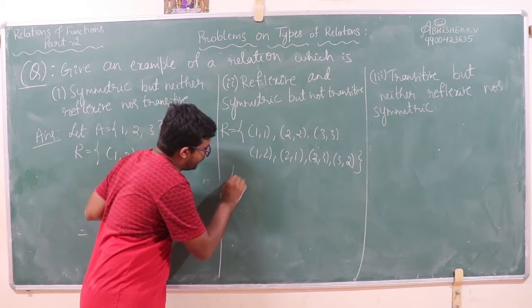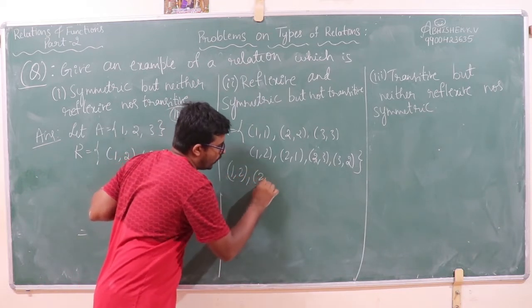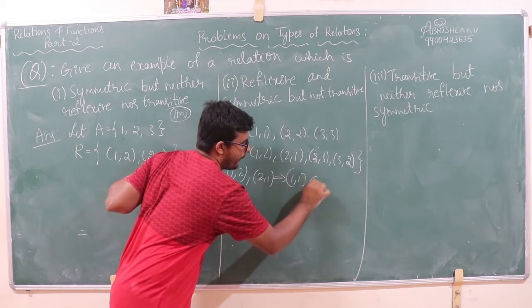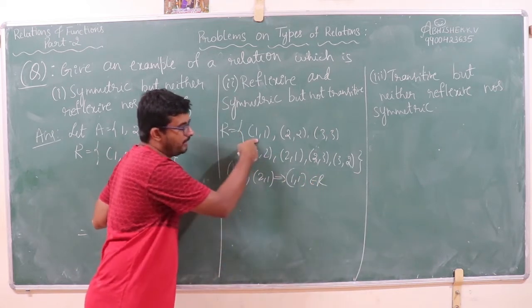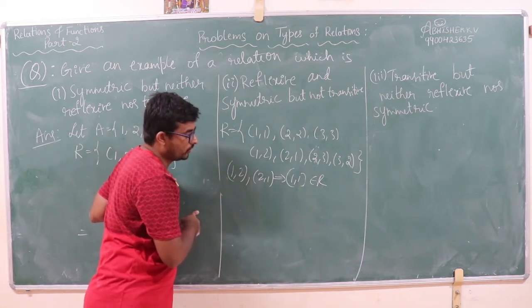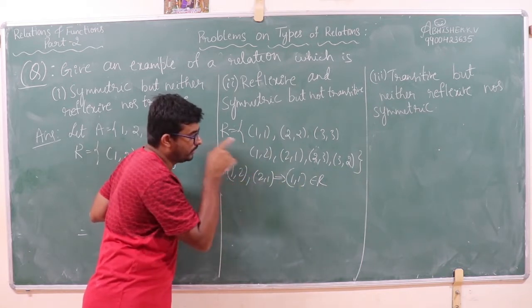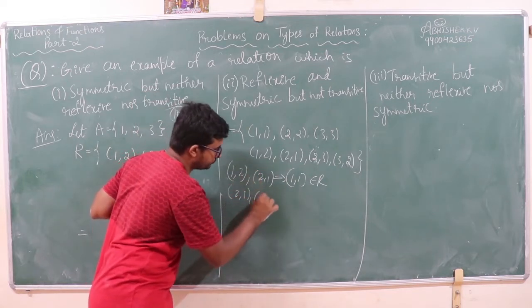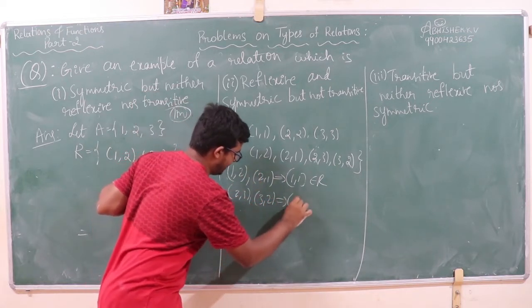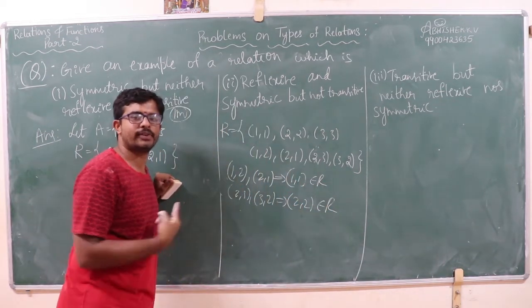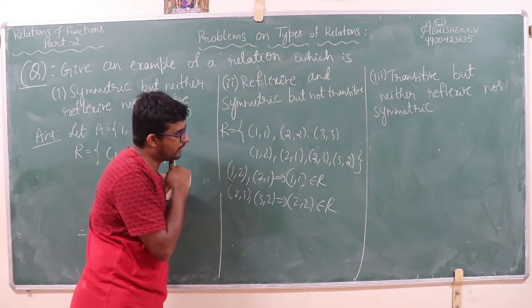See, if I consider (1, 2), (2, 1), this should imply (1, 1). Here the relation contains (1, 1). But don't go through it, to say it is transitive. Check out the other one: (2, 3), (3, 2) implies (2, 2). Yes, this also belongs to the relation, therefore it is transitive. Now check out the other one.